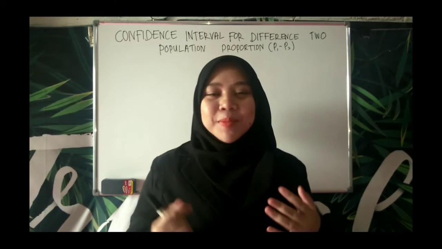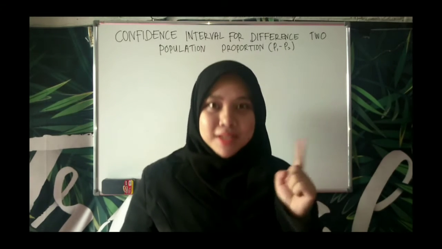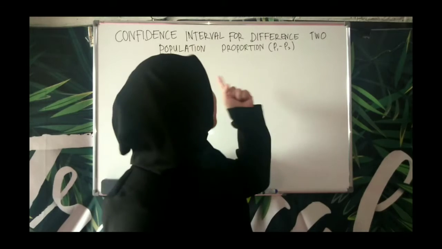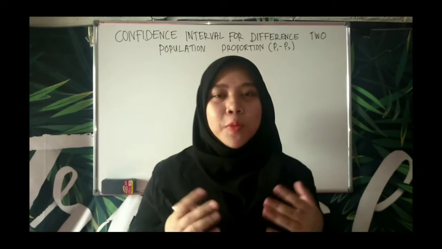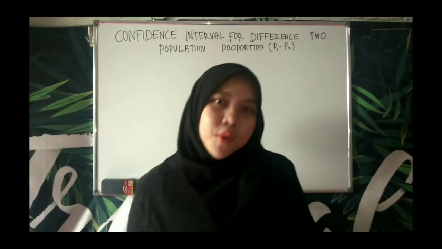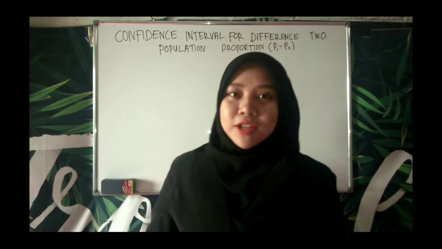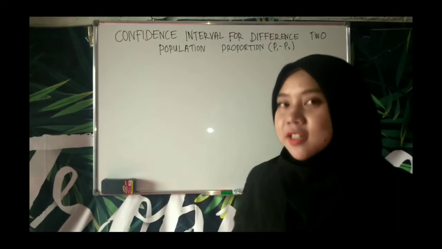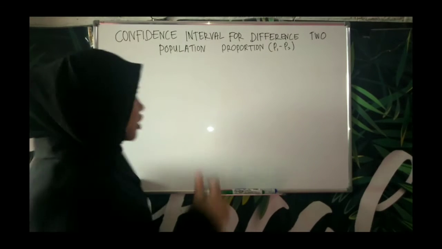So today I'm going to present and teach you one topic in statistics, which is the confidence interval for the difference of population proportions, which is P1 minus P2. In this topic, the thing you need to know is, for example, you are given two different populations.